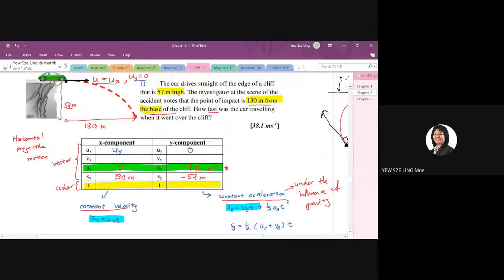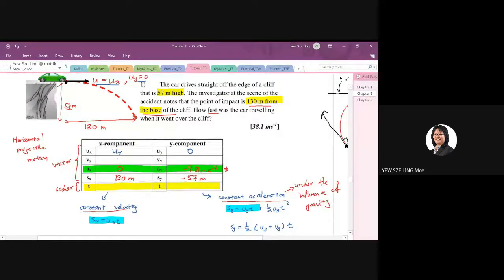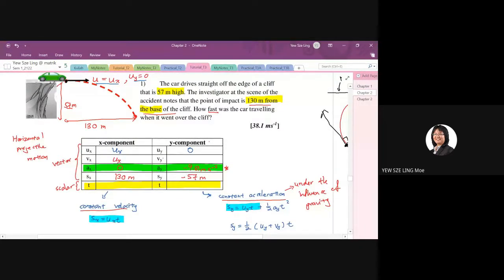So let's see, do we have any other information? Do we have Vx? Well, Vx is equal to Ux, so they are the same. And then Vy, no, we don't have Vy, so Vy is unknown. Do we need Vy? No. So what do we want to find? The question is asking for the velocity when it went over the cliff. So Uy is equal to 0. It means we are going to find the value for Ux. So Ux is the thing that we want to calculate.